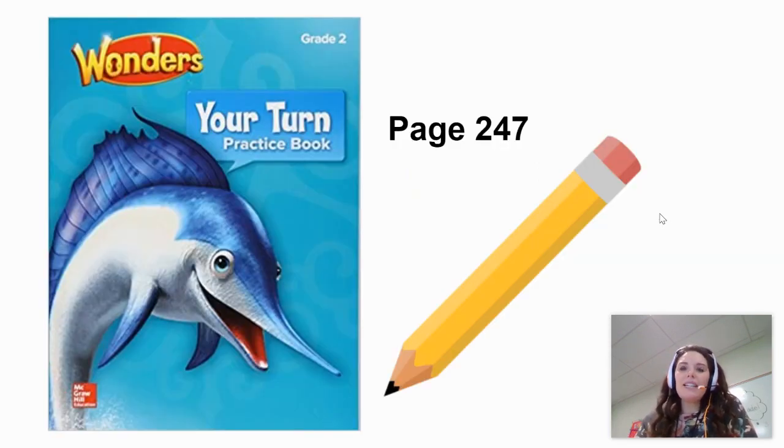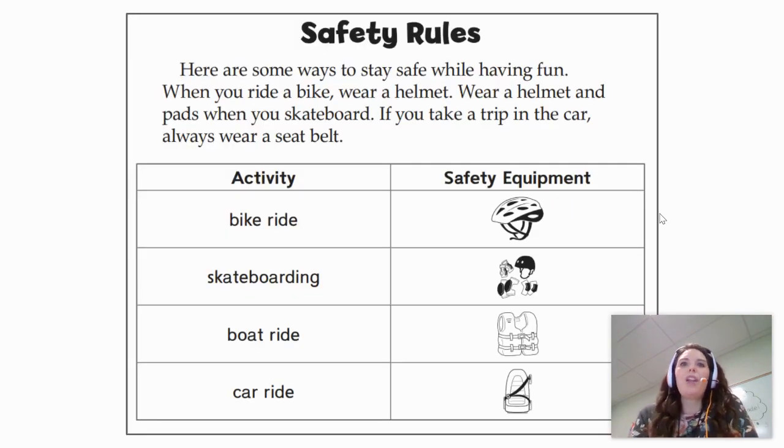For today's activity, you will need page 247 from your Turn practice book and a pencil. Go ahead and find those items now and then press play when you're ready. Okay, here is our story on page 247. It is titled Safety Rules. I'm going to read it out loud to you, and then we will answer some questions afterwards.